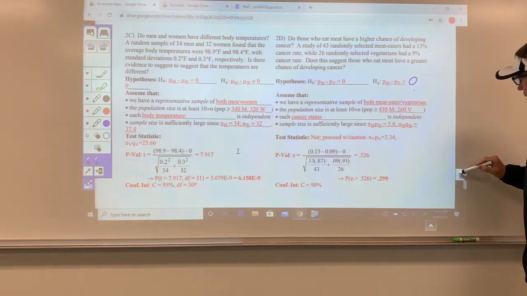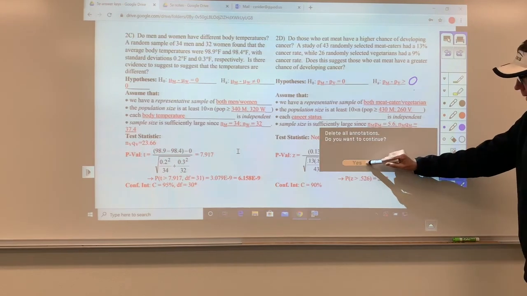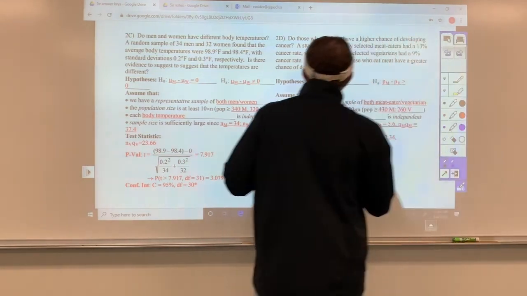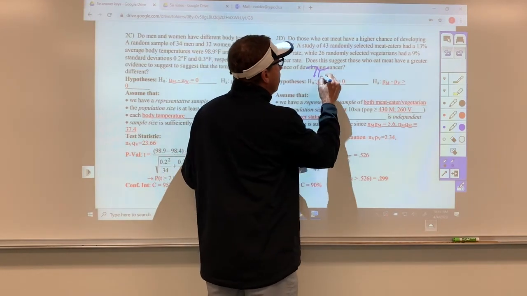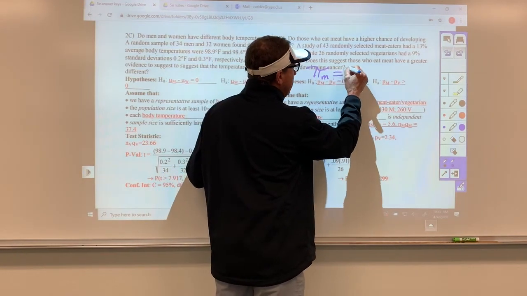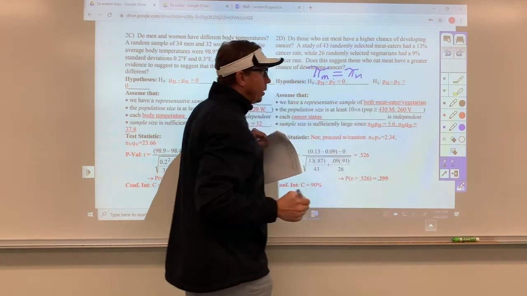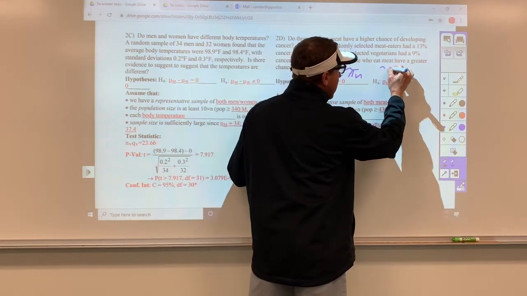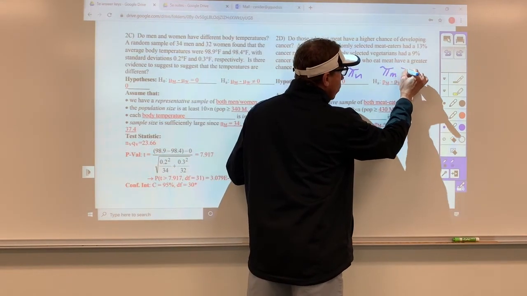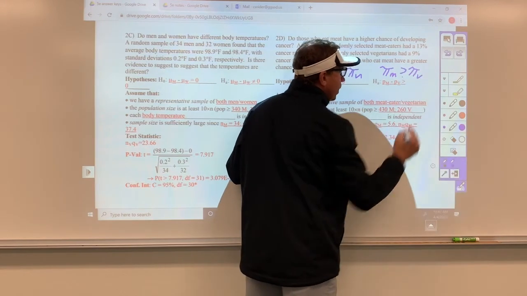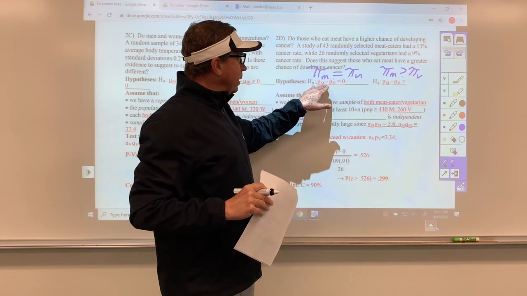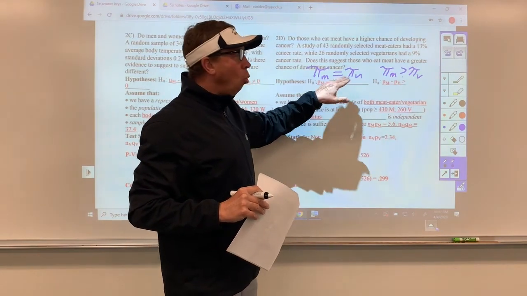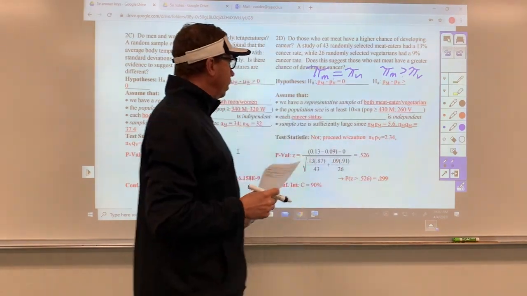And once again, you're probably not going to write it this way. You're probably going to say, and I like to use, pi sub meat eaters is the same as pi sub vegetarians, okay? And then HA is pi sub meat eaters is greater than pi sub vegetarians. We got a one-sided test. This is a two-sample but one-sided test, okay?